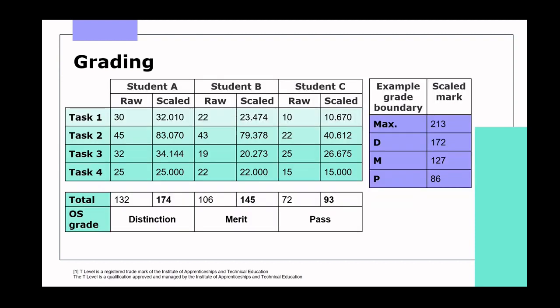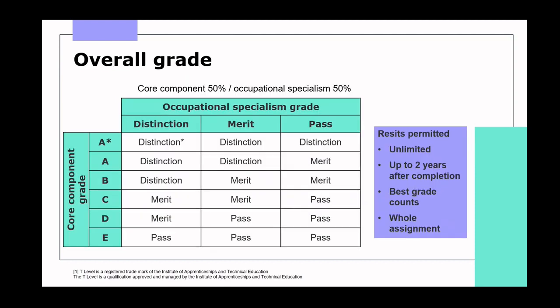So in this table, we have the results achieved by 3 students in each of the tasks. And for every student, their raw mark is going to be multiplied by the relevant scaling factor to produce their scaled mark. Now, each student will keep their scaled mark for each task to 3 decimal places. And then all of those marks are combined and rounded to the nearest whole number. So if we look at student A, for example, after combining their scaled marks, they have got 174, as opposed to their raw mark of 132. So it's the scaled mark that's compared to the scaled grade boundaries to determine the student's overall grade.